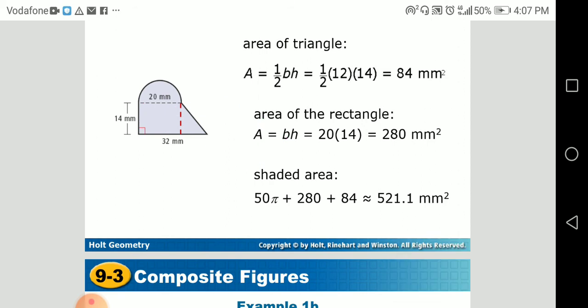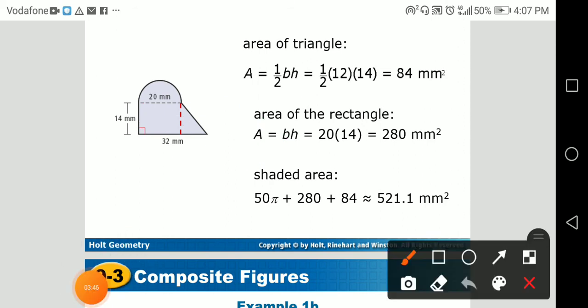So you get half base times height: half of 12 times 14, which gives you 84 millimeters squared.